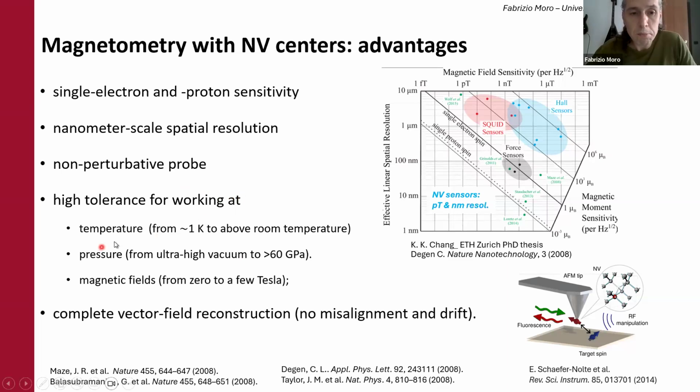In addition, it provides a non-perturbative probe and high tolerance for working in very broad experimental conditions, like temperature from 1 Kelvin to above room temperature, pressure from ultra-high vacuum to larger than 60 gigapascal, and large magnetic fields as well. And compared to other conventional methods, it allows a complete vector field reconstruction, avoiding issues related to misalignment and drift. This is because NV centers in diamond can exist in 4 different crystallographic directions, which are fixed and insensitive to misalignment and drift.